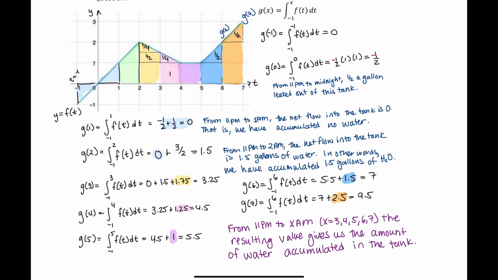So let's talk about what we've actually done here. What does this all mean? Really what we're working at is from 11 p.m. to X a.m. I'm leaving it as X because in our case, what I had you work out was either 3, 4, 5, 6, 7, but it can really be any value. So from 11 p.m. to X a.m., the resulting value gives us the amount of water accumulated in the tank. Please keep calm and math on.